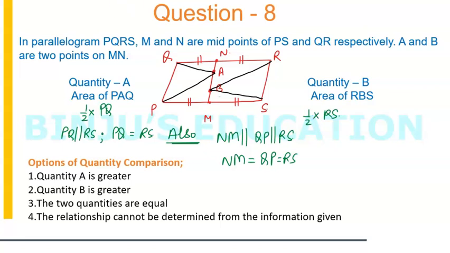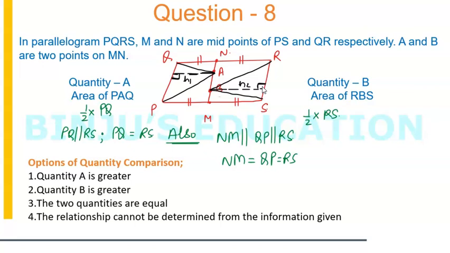Now it's just the height. Height is the perpendicular distance of the opposite vertex from the base. So this is what height is going to be. Let's call this h1. Let's call this h2. Now N and M are the midpoints of the respective sides, so NM is a line which divides this parallelogram into two equal parts.